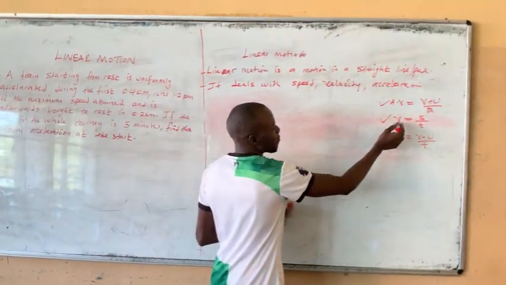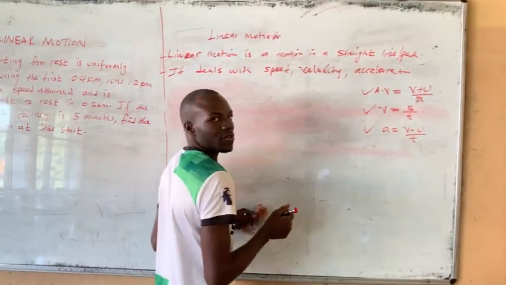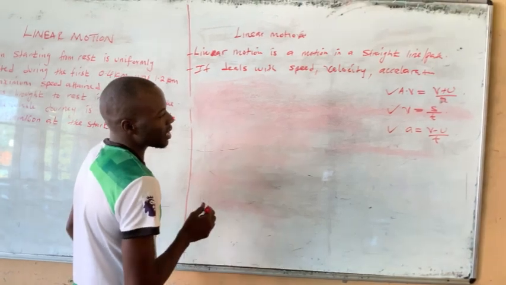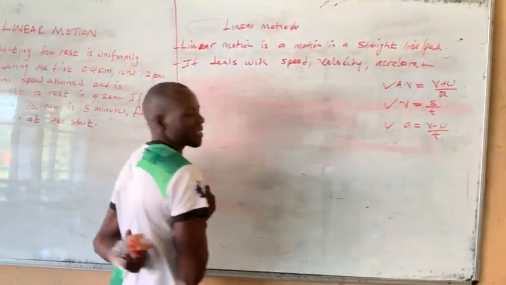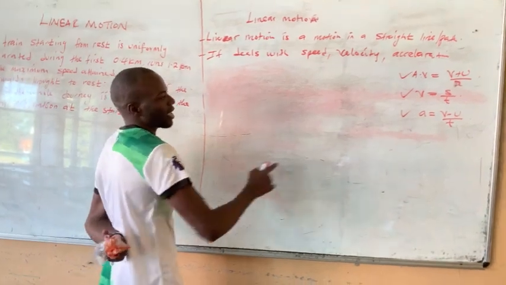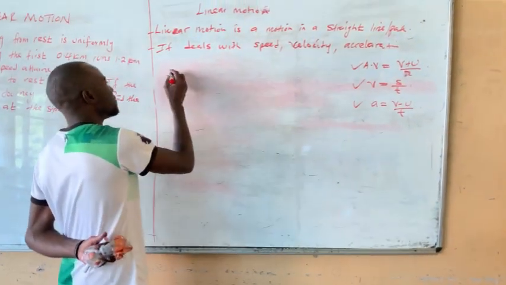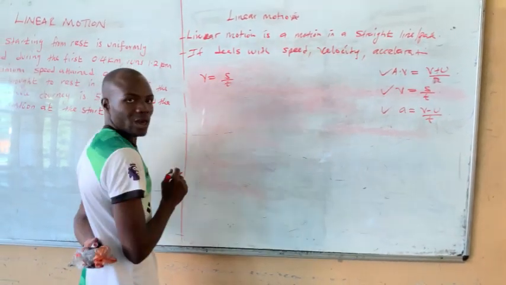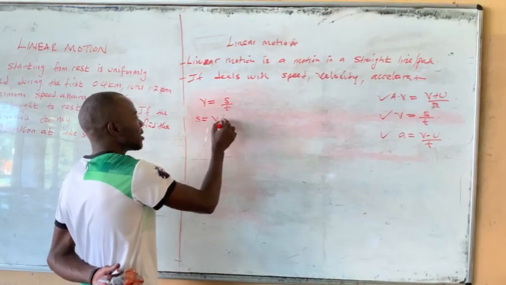So we have the formula for velocity and that of average velocity. I want us to combine those and see what we get. For example, let's make displacement the subject of the formula in this equation. Since v is equal to s over t, here s is equal to vt.